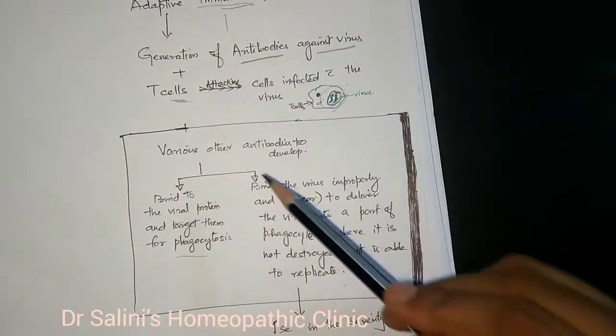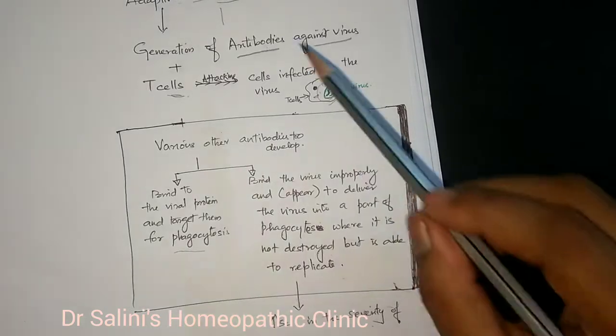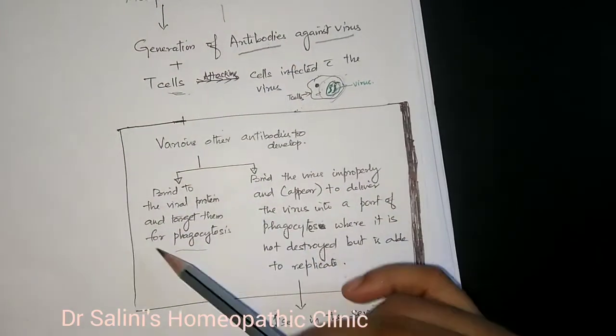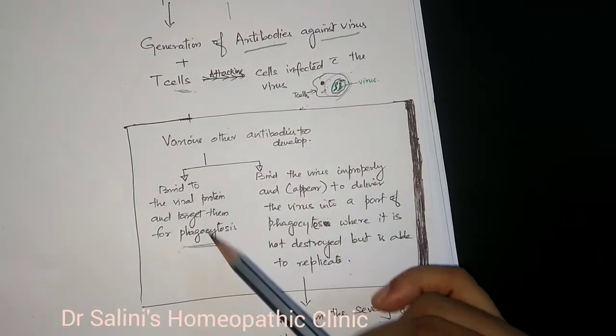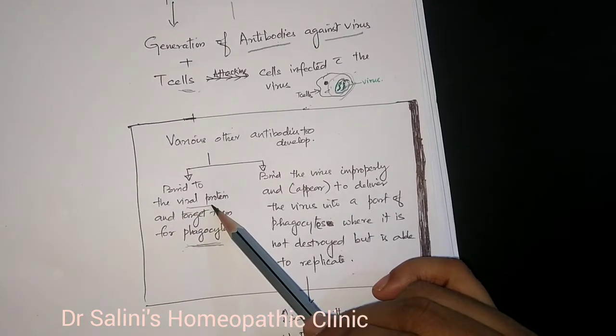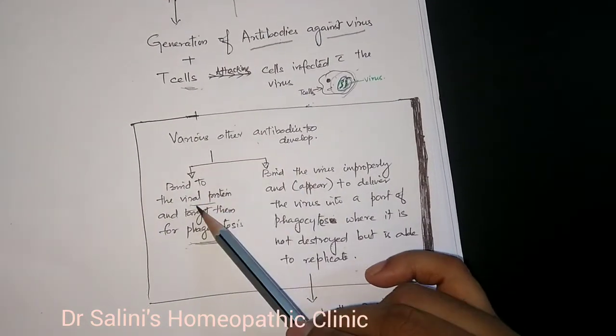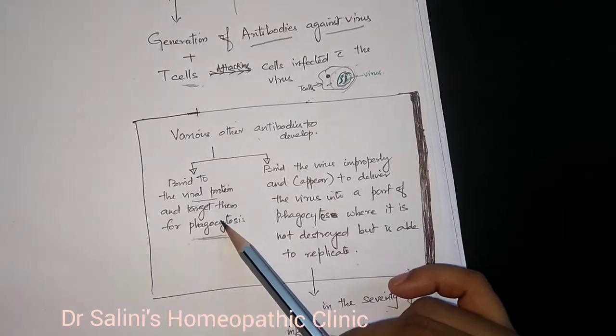Now what do these antibodies do? These antibodies' primary function is to cause phagocytosis of the viral protein. That is, these antibodies will bind to the viral protein and target them for phagocytosis.